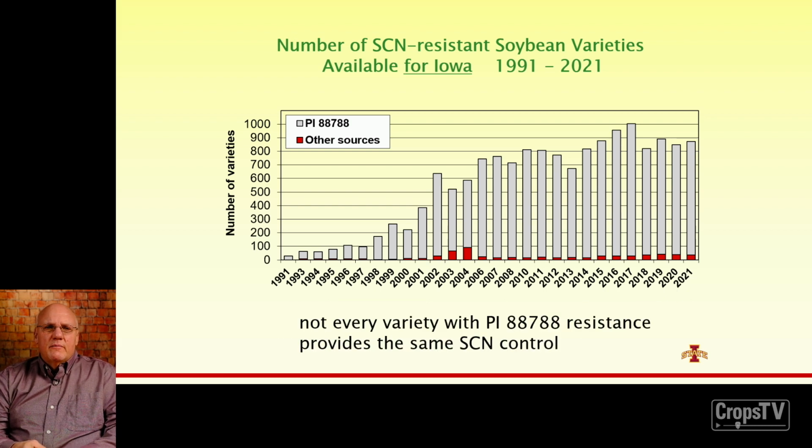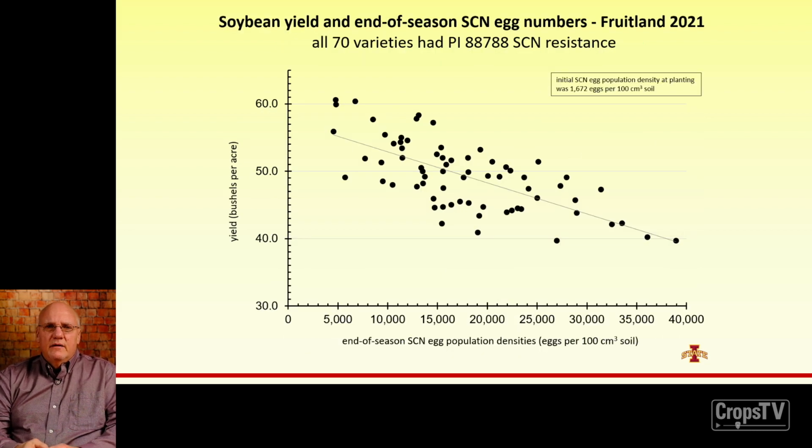One last point I want to make about these SCN-resistant varieties on this slide is that even though there's 836 varieties available to grow in 2022 that have PI88788 SCN resistance, they don't all provide the same level of SCN control. It can be quite variable. And here are some data from 2021 that illustrate that point.